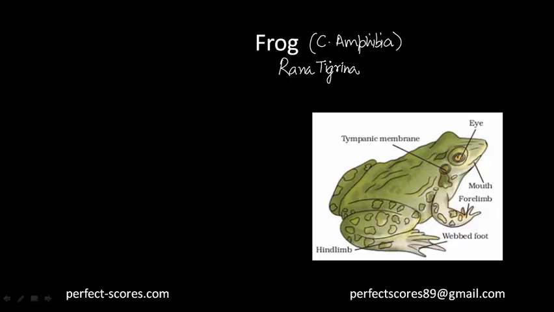Now you need to know that frogs do not have a constant body temperature. That means they are cold-blooded. And I hope you know the scientific term for cold-blooded animals, that is poikilotherms. That means animals who cannot regulate their internal body temperature in relation to the environment.